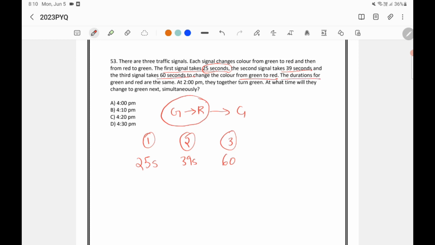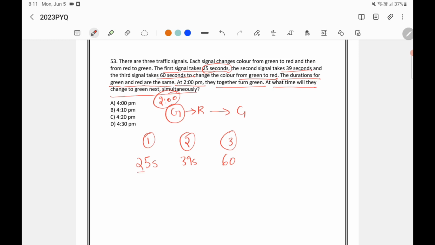Now the durations for the green and red are the same. That means whatever time is taken for this conversion, it will also be taken for this conversion because the duration of red and green are the same. Now at 2 p.m. they together turned green. So at 2 p.m. they were all green. Now we need to find out at what time will they change to green next.